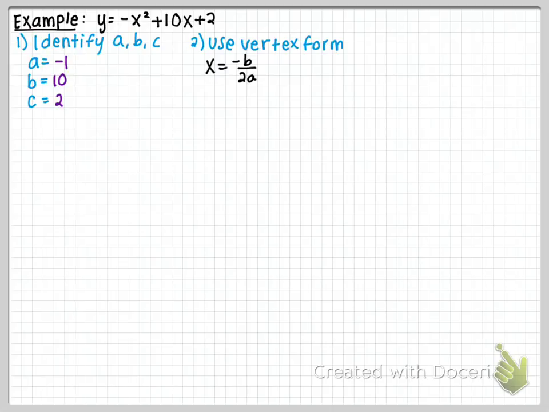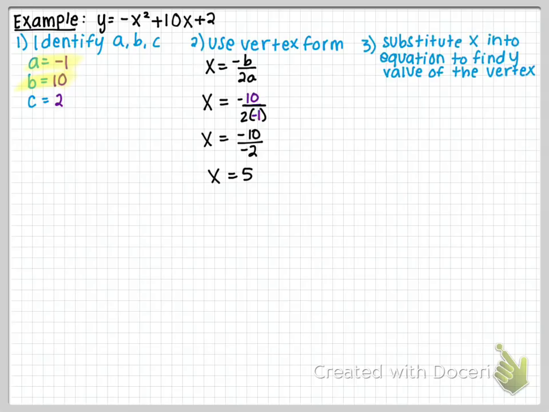So now we're going to plug in negative b over 2a. We're going to plug in b. What's b? b we got is 10. And a is negative 1. So we're going to plug in negative 10. So negative b, so negative, and then b was 10. Over 2 times a, and a is negative 1. So negative 10 over negative 2 is 5. So our x equals 5.